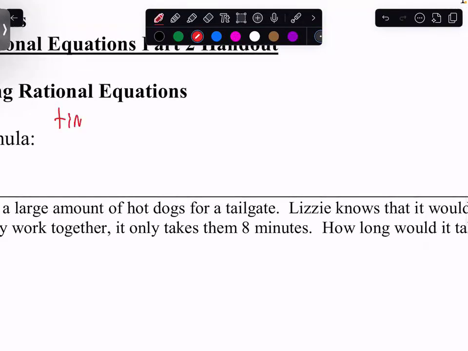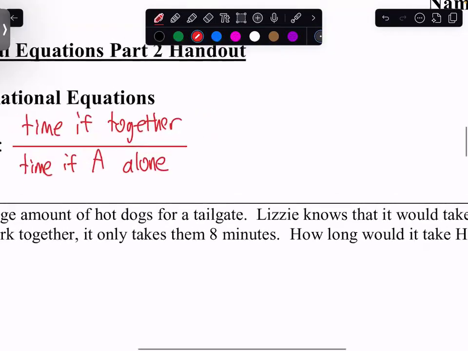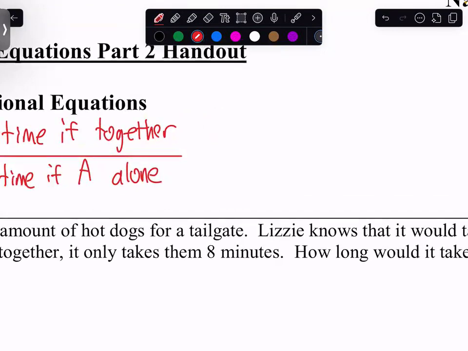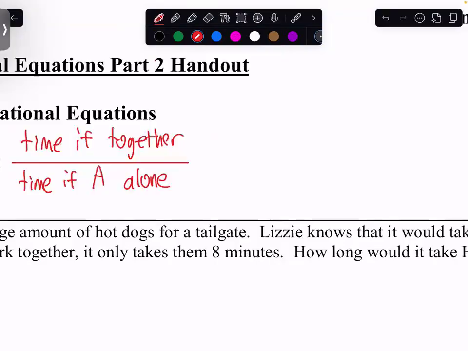Time if together is the numerator, divided by the time if A is by itself, where capital A is whatever is the first object in the problem. So you take the time if the two things are working together divided by the time if A is by itself.